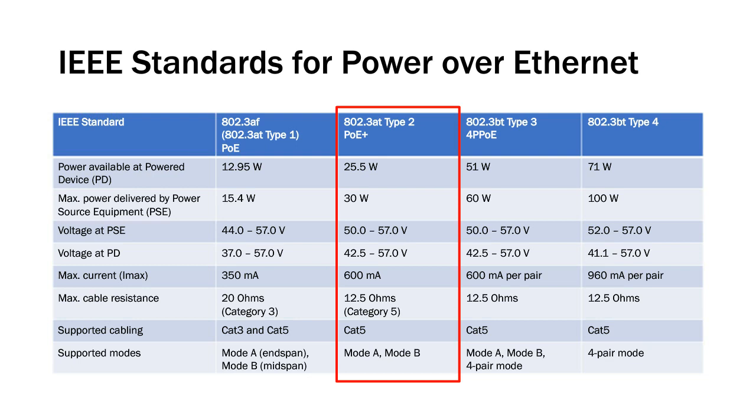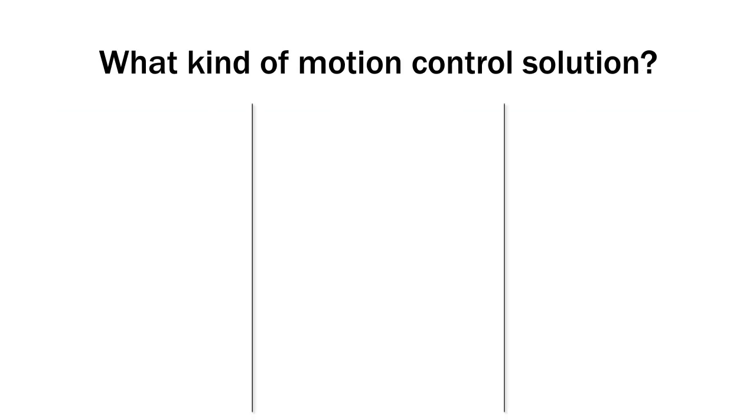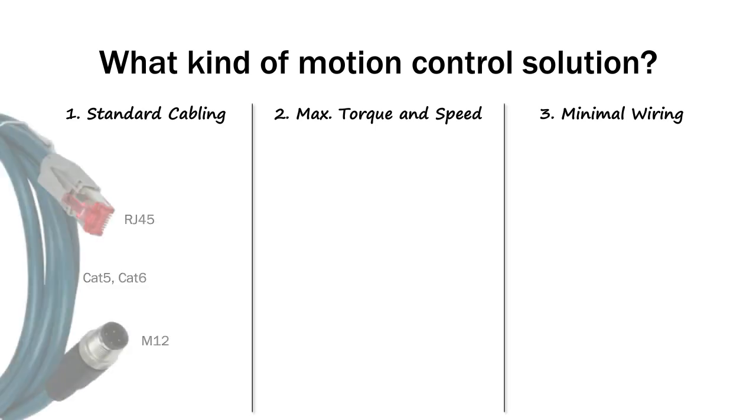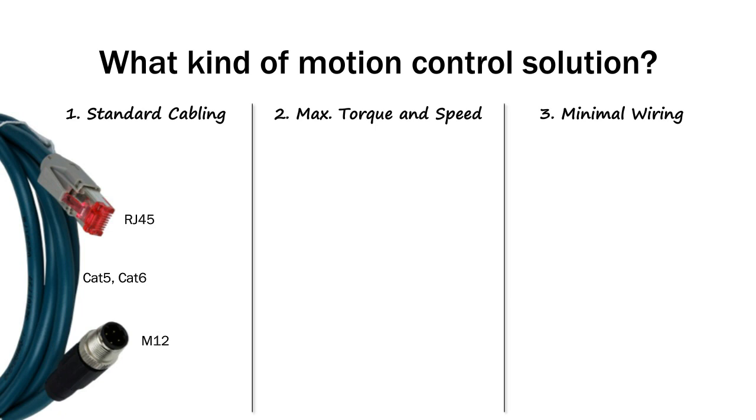So what kind of motion control solution can we come up with for 25.5 watts of power? To answer that, I want to keep in mind 3 main features that we want to incorporate into our solution. The first is standard cabling. As I've mentioned already a couple of times, this is a standard-based implementation on IEEE 802.3, so we're going to use standard Ethernet cable, Cat5, Cat6 cable, the kind that's readily available all over the place, and we're going to support both RJ45 connectors and M12 connectors.